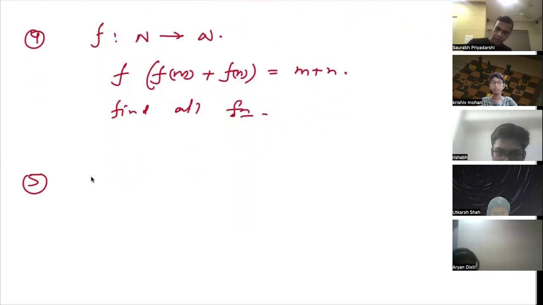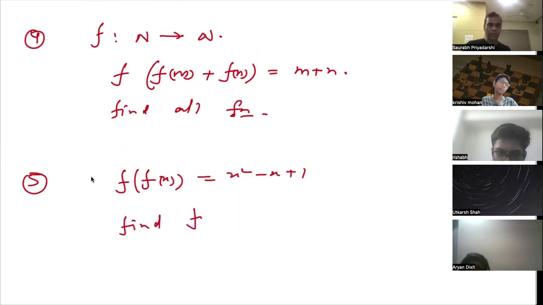Fifth, this is a good one, right? F of fx is equal to x square minus x plus 1. Find f0. That's a good one. F0.